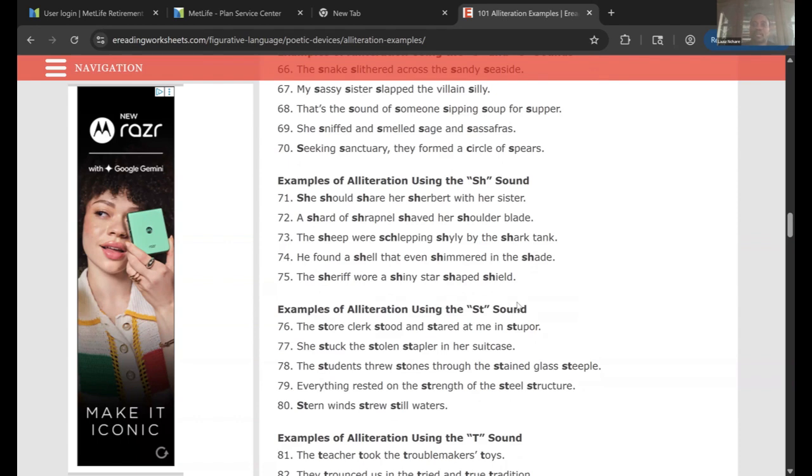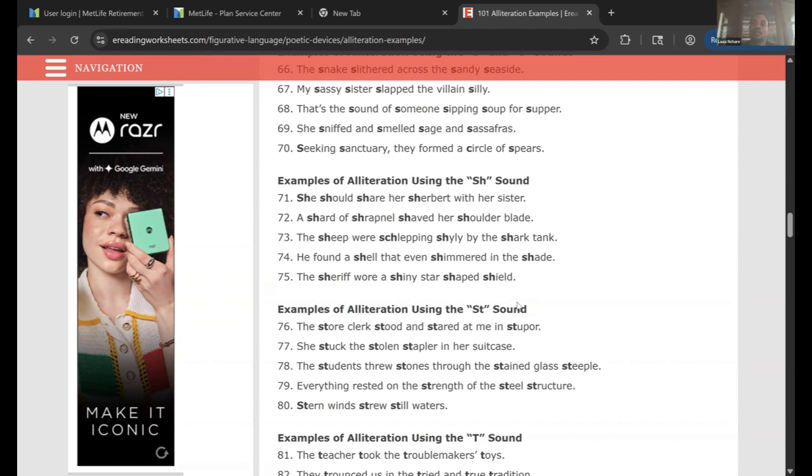Example of alliteration using the SH sound. She should share her shepherd with her sister. A shard of sharpener shaved her shoulder blade. The sheep were sleeping chilly by the shark tank. He found a shell that even shimmered in the shade. The sheriff wore a shiny star-shaped shield.